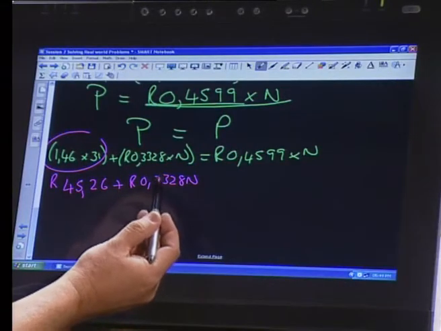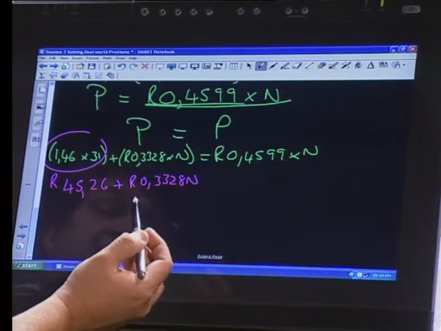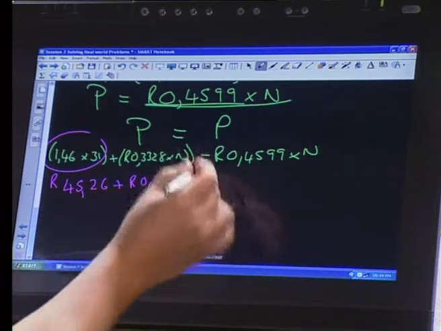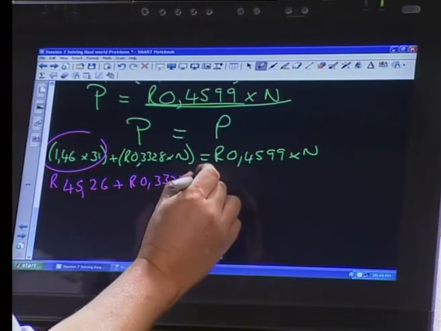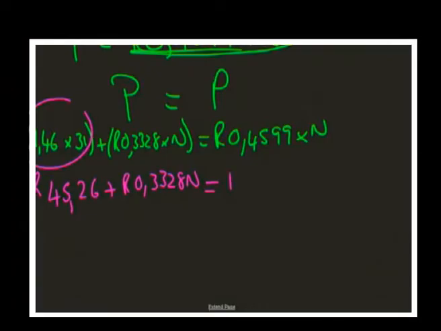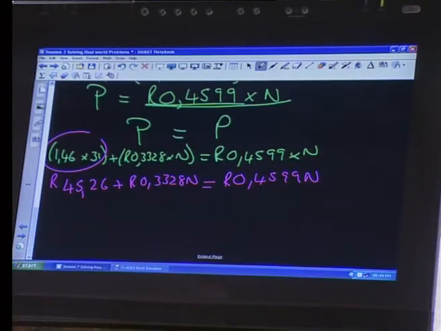So if we look here, this R, rands, 0.3328n means 0.3328 times n. Okay? In the same way, we're going to rewrite this to being 0.4599n. Right, so our equation's starting to look a little bit more friendly. Now, in the bad days, when you used to do mathematics, what would your teacher say to you? Take all your n's to one side and all your numbers to the other side. And that's what we're going to do here.